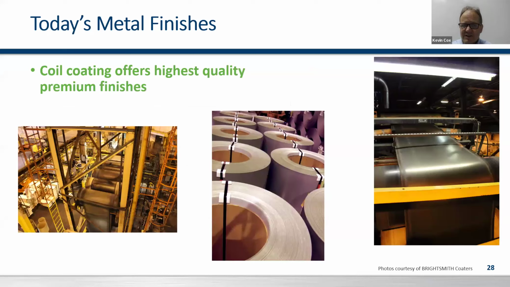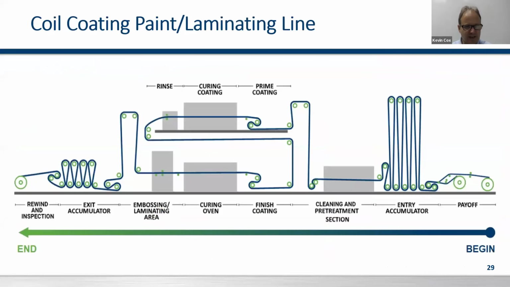Now, coil coating offers the highest quality and premium finish. It's going to give you the most consistent thickness, the longest lasting performance, but generally we're doing this in a prefabricated site. These are all pictures of coils and coil coaters. I'd like you to pay attention to the picture on the left there. That is actually looking down at an accumulator. And when we're looking at the coil coating process, that's a pretty integral part.